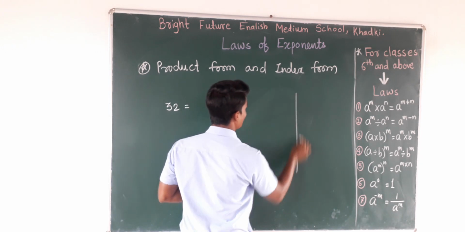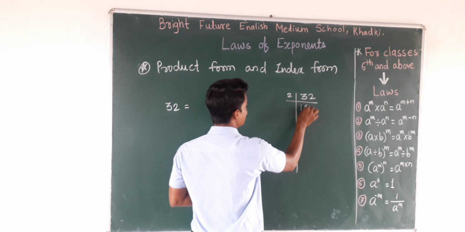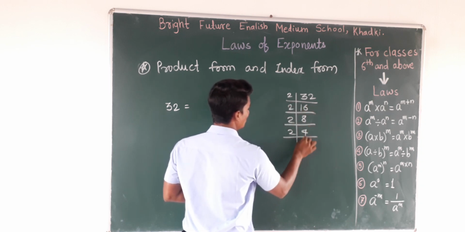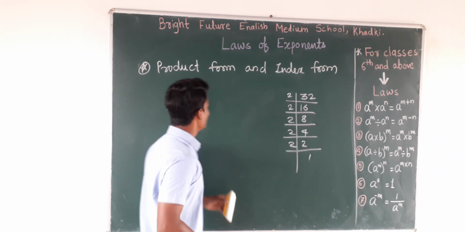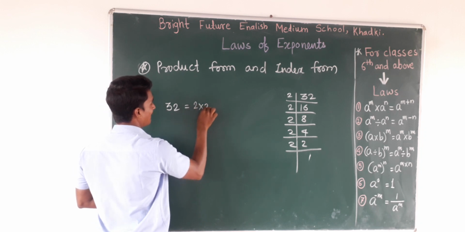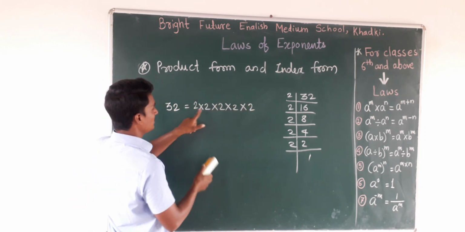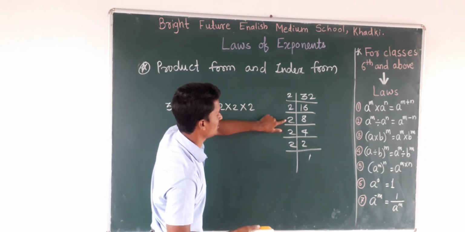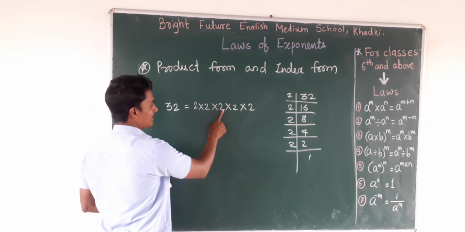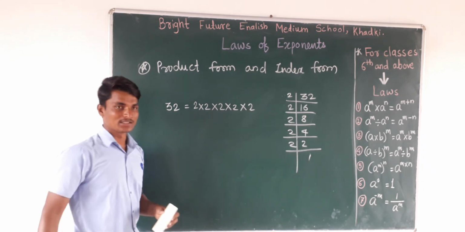Prime factors of 32: 2 16s are 32, 2 8s are 16, 2 4s are 8, 2 2s are 4 and 2 1s are 2. So 32 we can write as 2 multiply by 2 multiply by 2 multiply by 2 multiply by 2. 1, 2, 3, 4, 5. You can also check: 2 2s are 4, 4 2s are 8, 8 2s are 16, 16 2s are 32.